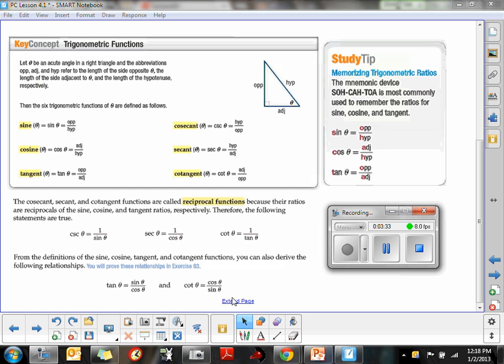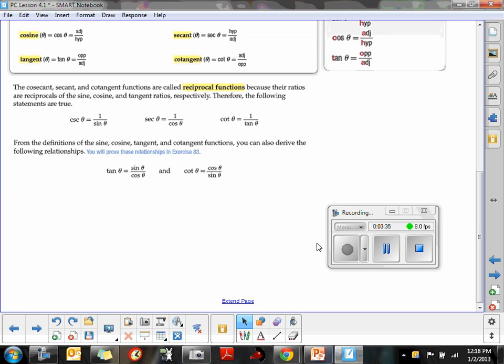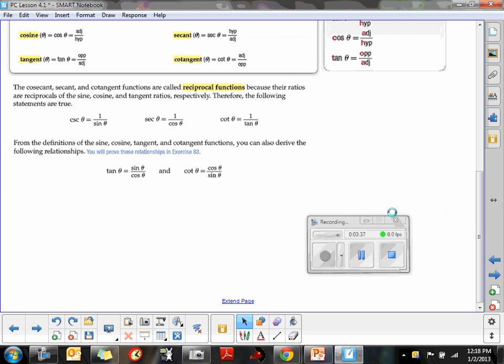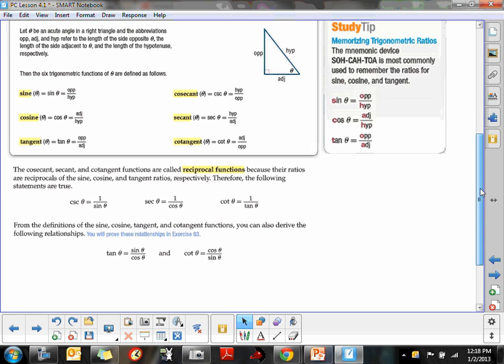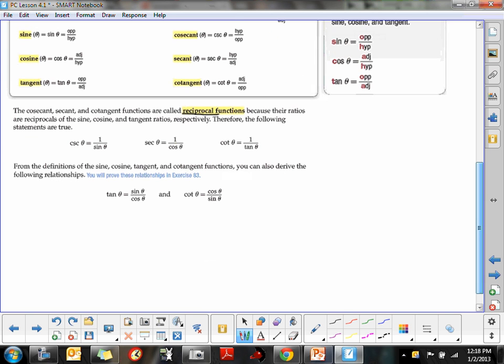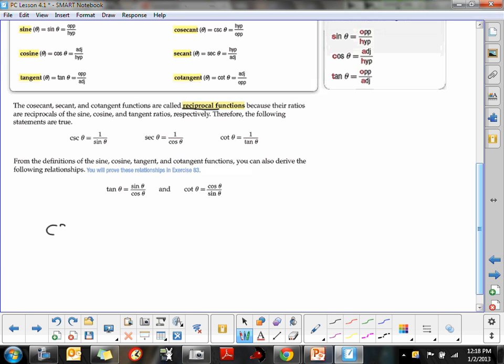Okay, what I want to do is take a look at one of these reciprocal identities. You can do the same thing with all the others, but I'll show you the idea behind this. Cosecant of theta is equal to 1 over sine of theta. It's called a reciprocal function. Reciprocal means we're going to flip it upside down, but here's their definition. We'll start working with it. So the cosecant of theta is equal to 1 over sine of theta.